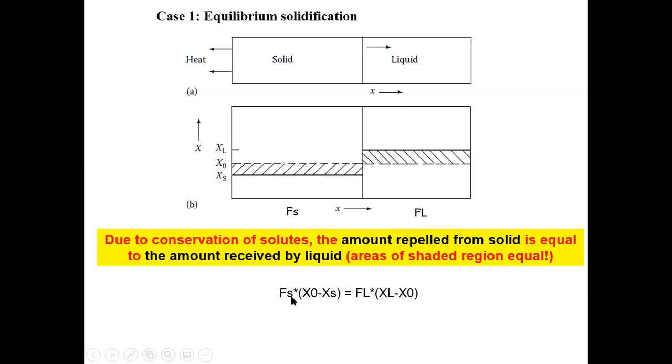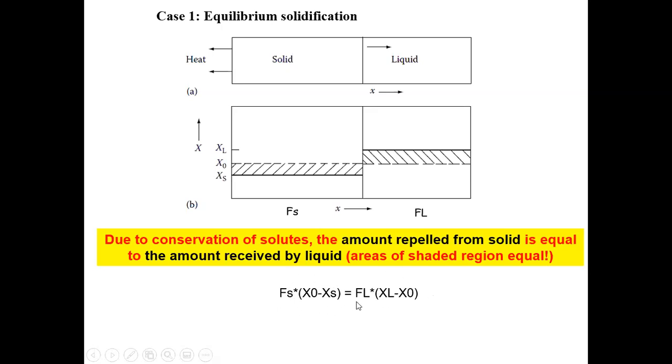So how to write down the area for these two? First, this Fs is the fraction of the solid, but also it's the length of the solid phase right here, which is the length of this area, and X naught minus Xs is the height for this area, right? So we have length times height, and this is the area for the solid. And for the liquid, we do the same thing. FL is simply the length of this liquid region, and XL minus X naught is the height. So altogether, this is the area for this liquid shaded area. And we have these two equal one another. So this means that the solid area equals the liquid area.